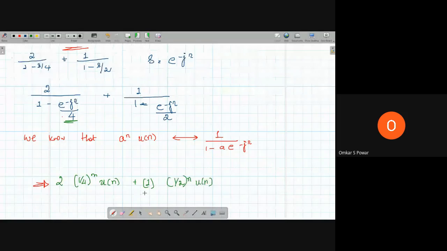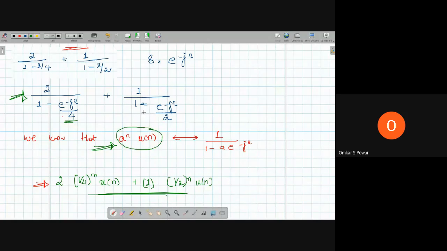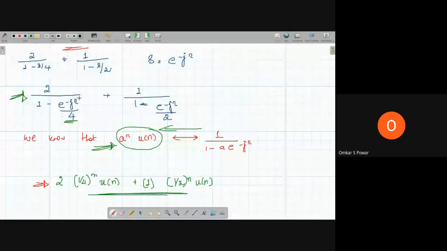So using this property, apply it. It looks like 1 by (1 minus a e power j omega). So what is the IDTFT? a power n u of n. So it is the reverse; we are going the reverse way. Apply that property and you'll get this answer.